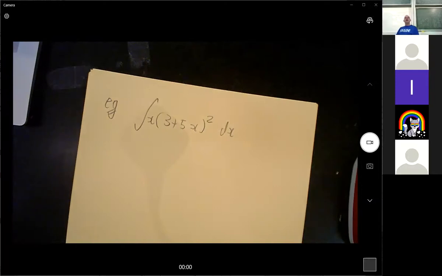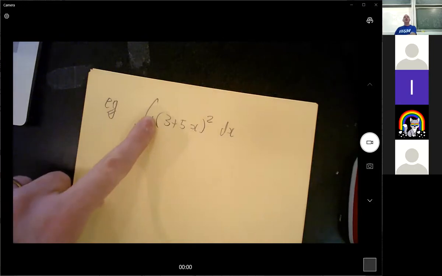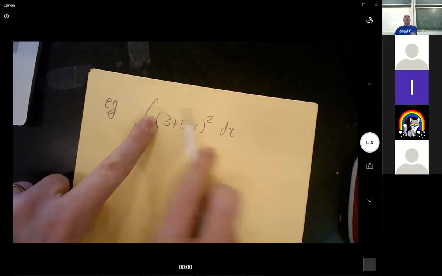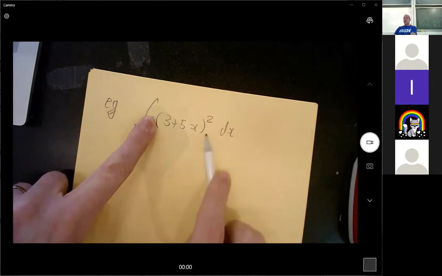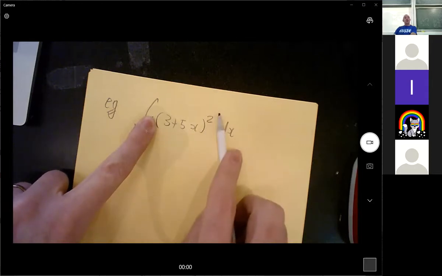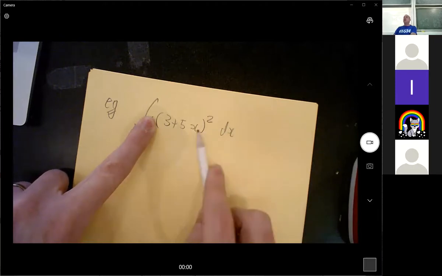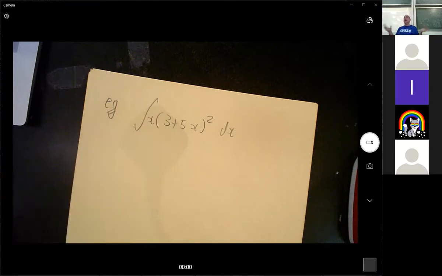I have x times (3 plus 5x) squared. And the 3 plus 5x is all squared, but the x isn't part of the square. How would I do this integral? So I'd run through my list. Can I just do it? Well, if the x wasn't there, then I could, because the derivative of this thing is 5. So I could have put the power up by 1 and divide by the new power and also divide by the 5, and that would have been okay. But the x is there, and so that's a problem.